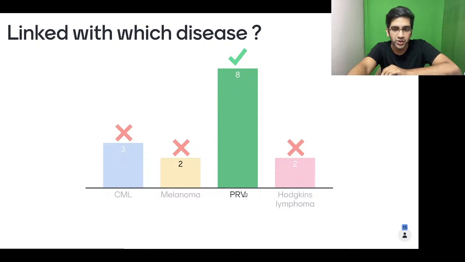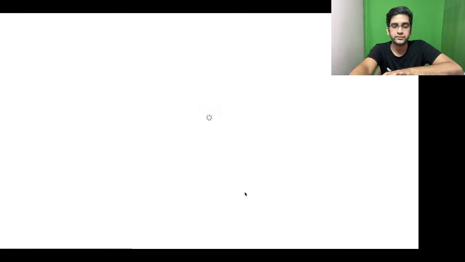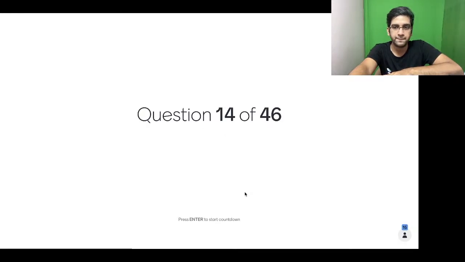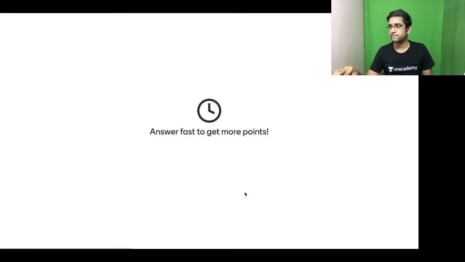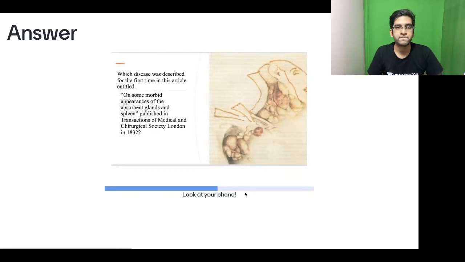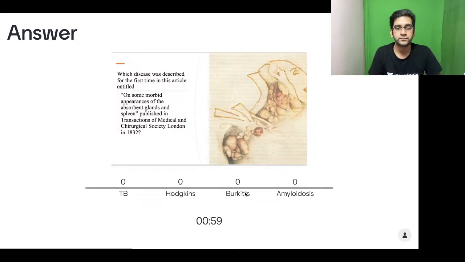Fine. Great, guys. 8 of you still. It's a very, very good poll. I'll go to the next trivia. Okay, we're ready. Okay, the first clue, this disease involves lymph nodes and it was described in 1832, first time.